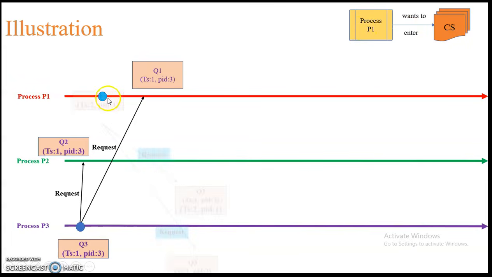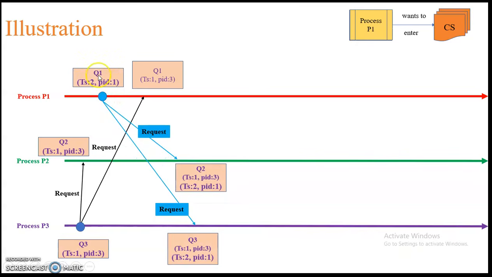So P1 will also send a request message with its timestamp. Now it will append its own timestamp to the queue. So see, initially in its own queue it will have timestamp 2 and process ID 1, because the critical section is requested by P1, and this timestamp will be sent to P2 and P3.